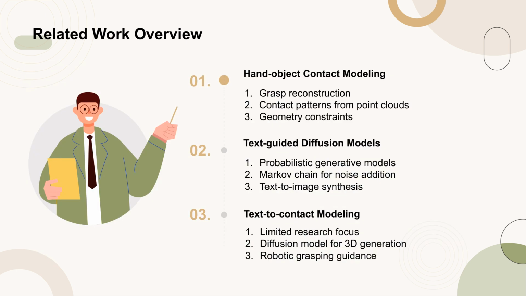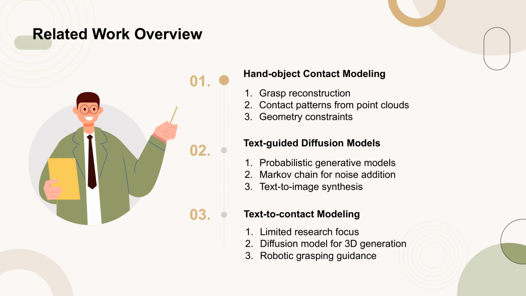In the field of hand-object contact modeling, previous studies have focused on grasp reconstruction and synthesis. These studies often infer contact patterns from hand-object point clouds using geometry constraints. On the other hand, text-guided diffusion models are probabilistic generative models that use a Markov chain to convert a simple Gaussian distribution to a target data distribution. These models have been applied in text-to-image synthesis and 3D generation of hand-object interactions. However, research specifically focusing on text-to-contact modeling remains relatively limited, with diffusion models being explored for controllable 3D hand-object contact generation from text descriptions.